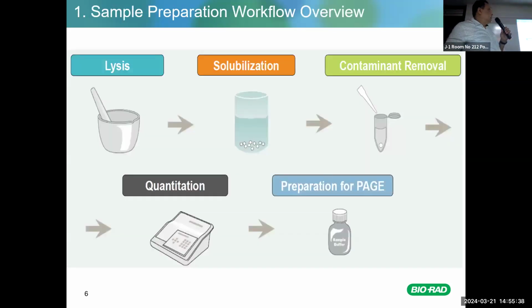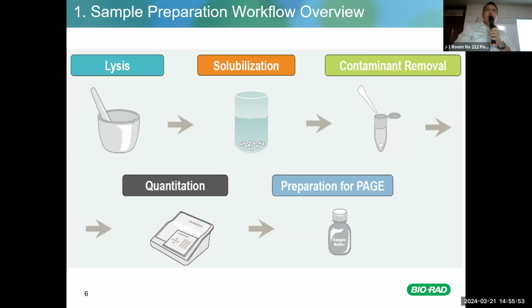So first of all, how to prepare your sample. For preparing the sample, you have to do lysis. Lysis means you have to grind your sample into a fine paste or a very thin type of solution. And then you have to do solubilization of the protein.